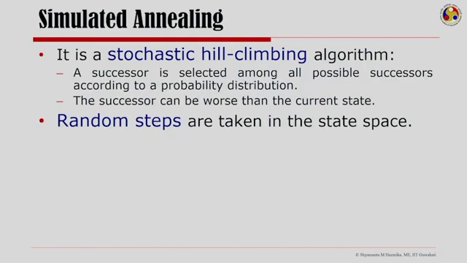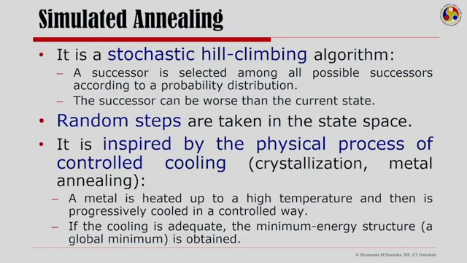I do not want to monotonically only go towards one path and get stuck in a local maxima or local minima. Random steps are taken in the state space, and it is interesting to note at this point that this is inspired by the physical process of controlled cooling, crystallization or metal annealing, and that is why it is called simulated annealing. In metal annealing or crystallization, a metal is heated up to a high temperature and then is progressively cooled in a controlled way. If the cooling is adequate, the minimum energy structure, a global minimum, is obtained.